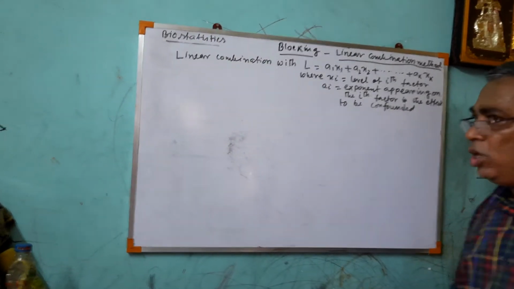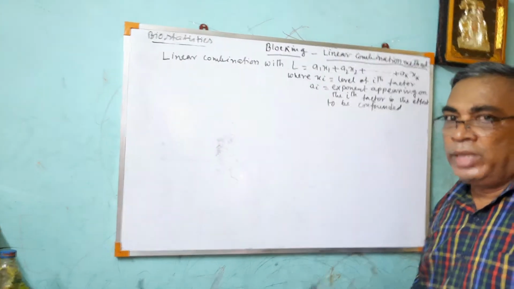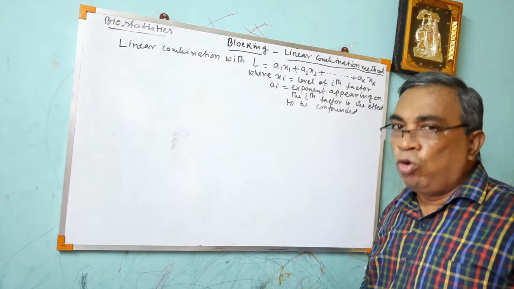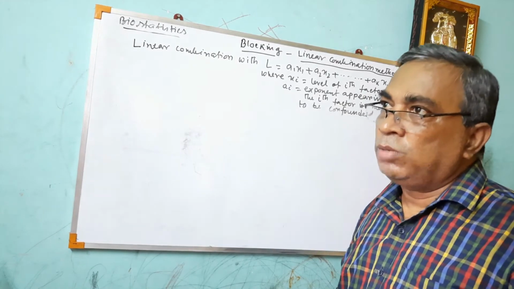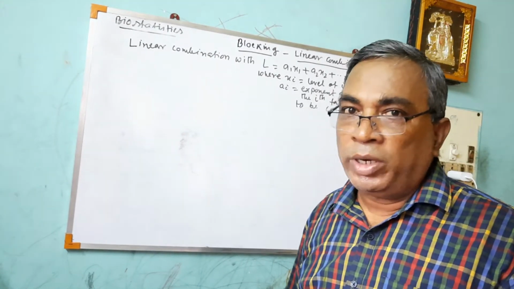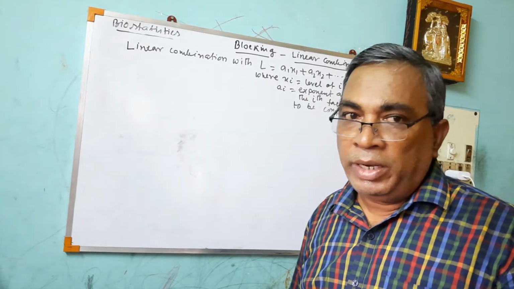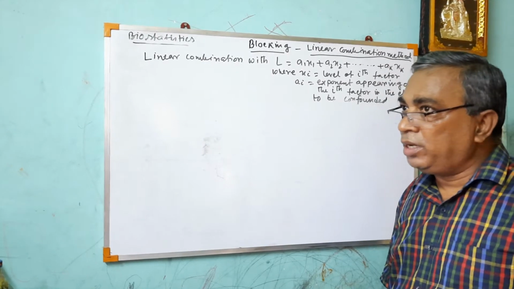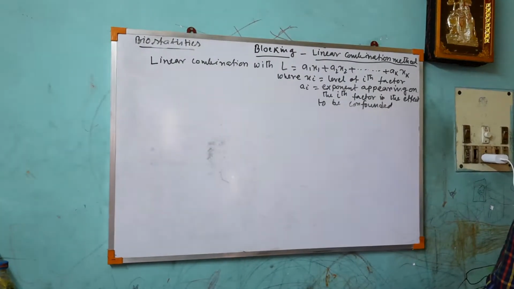What is blocking actually? Mainly, blocking is that you arrange the treatment combination into groups, and that is known as blocking. Blocking is very important in real life also. I already explained this in my previous lecture. It is also important in analysis of design or factorial design.